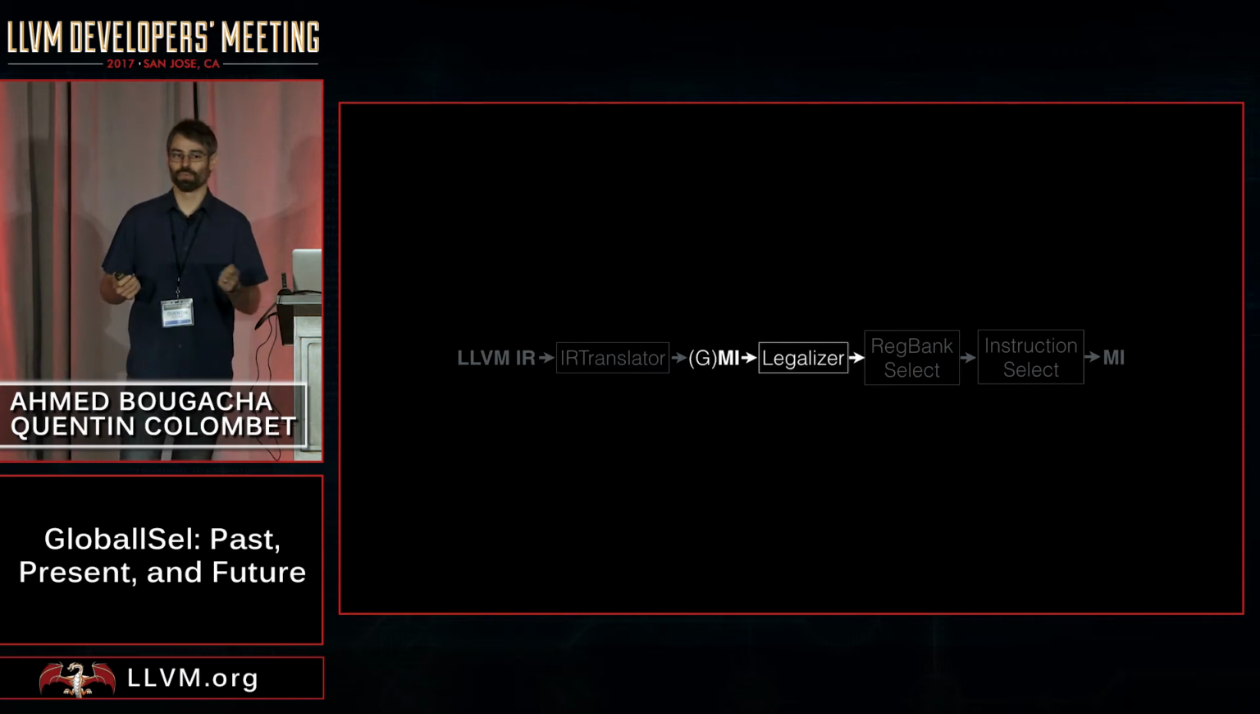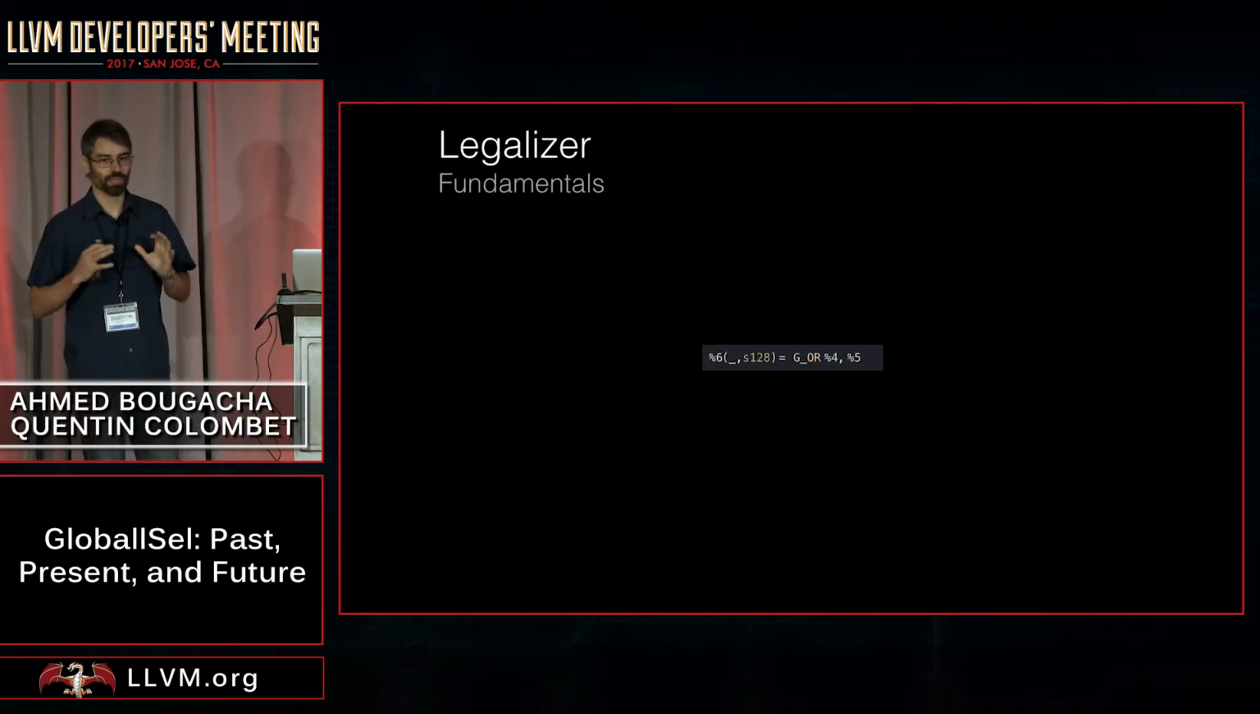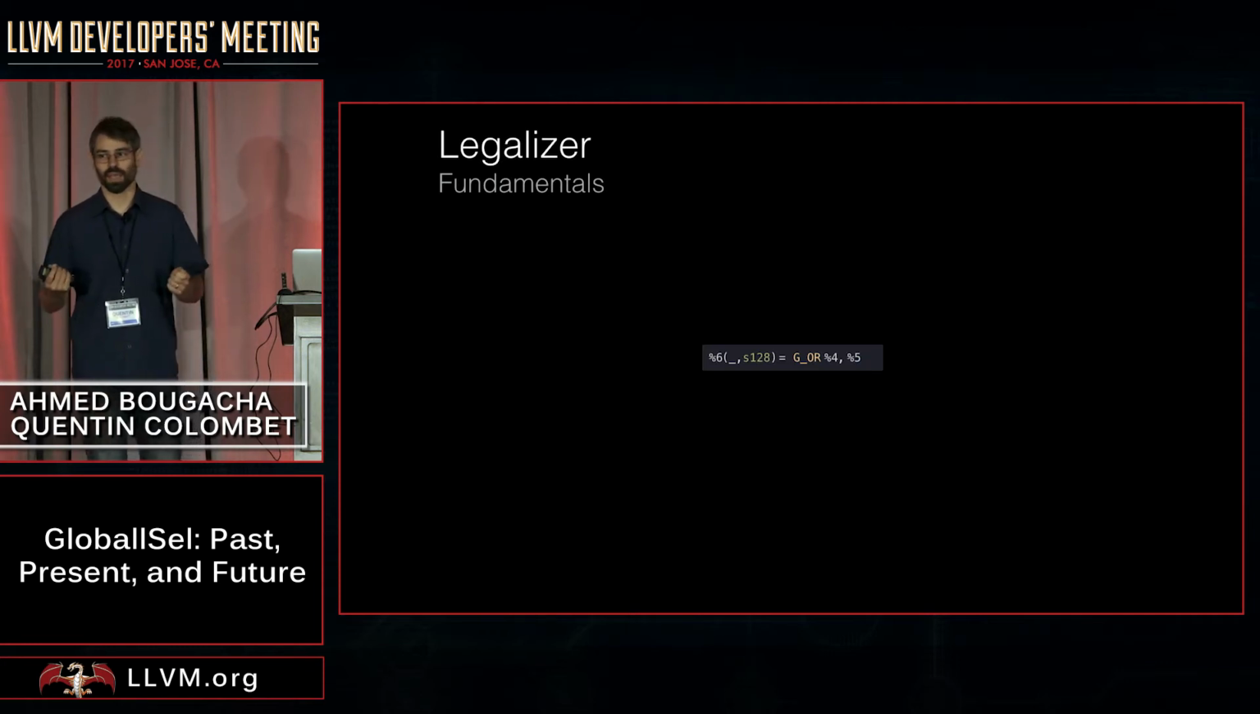Next, we move to the Legalizer. More interesting things happened on the Legalizer, so let me dive into it. First, let's introduce what the purpose of the Legalizer is, and I'll do that with an example. We don't have a concept of an illegal type in GlobalISel. Instead, something is legal as long as you are able to select it.